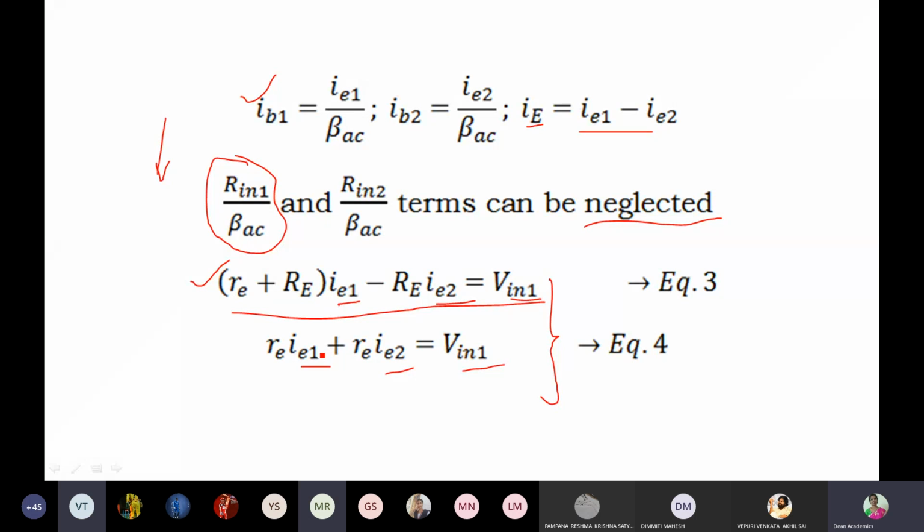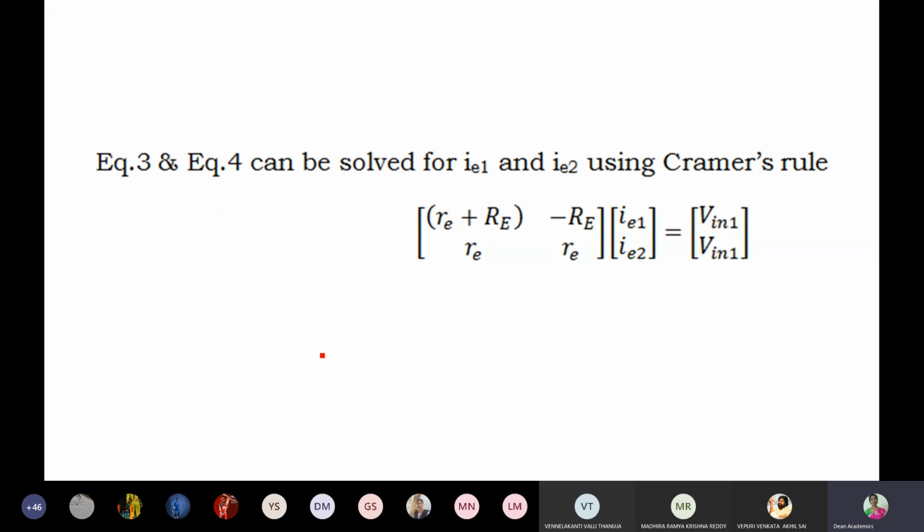Small re plus capital RE, capital RE, Vin1, Vin1 RE. Very good. So this is the matrix. Any slow learners? Just now your friends have mentioned all this. If there are any slow learners, for the sake of these slow learners only, I have written here once again. You please note down this.